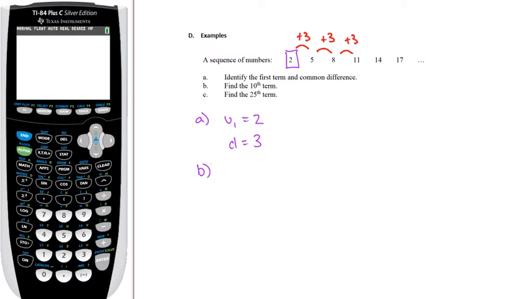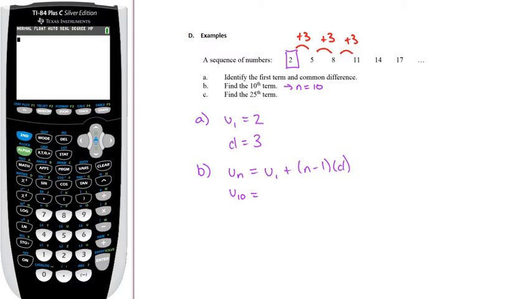This is important because we need both of those values for our general term formula. So when it's looking for the 10th term, we use this formula: un equals u1 plus n minus 1 times d. Communication and notation is important here. The 10th term is telling us that n, or the term number, is equal to 10. So instead of writing un, which is very general, we're going to write that as u10.